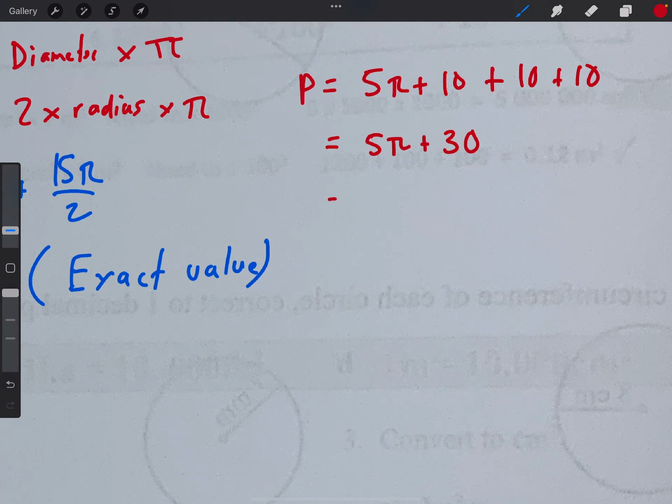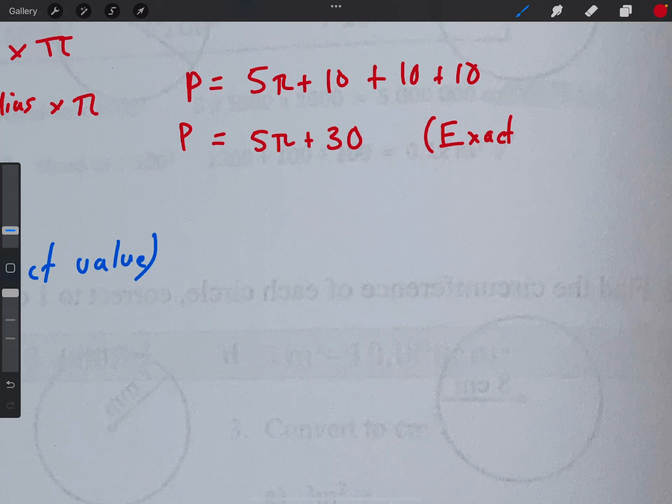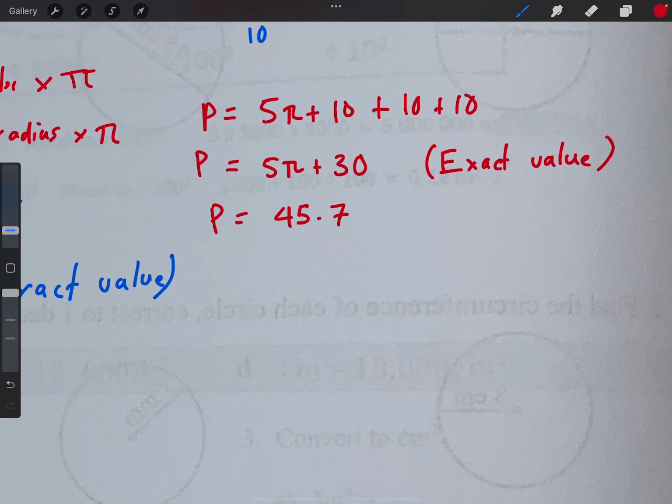Now don't get confused and write the answer as 15 pi. This is not 15 pi. These are not like terms, you cannot add these. This has pi in it, this does not have pi in it, so you can't add it. So this is the answer if you want it in exact value. But if you wanted the decimal value, you just put it into your calculator, do 5 pi and then plus 30. And the answer should be 45.7. Is it centimeters? Yes, centimeters.